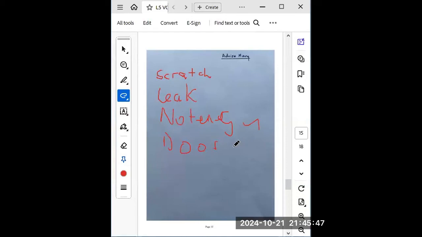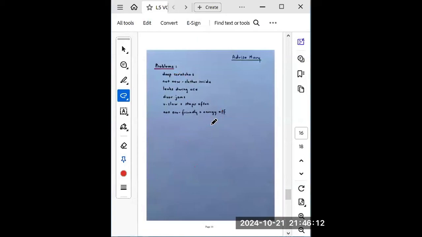Well, I've written jamming door. Yes, slow. It often stops. What else? Yeah, you're right. All these things. Not energy efficient. Yeah, it's not eco-friendly. It's none of those things, right? Now, the point is she's got lots of complaints. So what you do is you write down the stuff that she's complaining about. So at the end of the day, you'll end up with a list of things that she's complaining about.